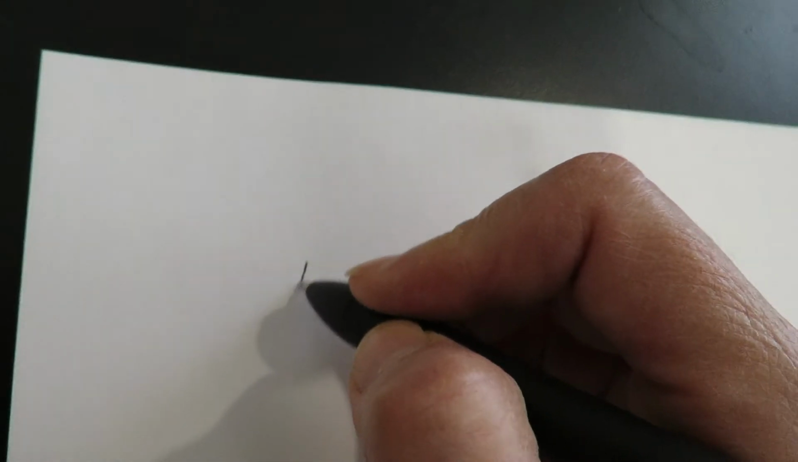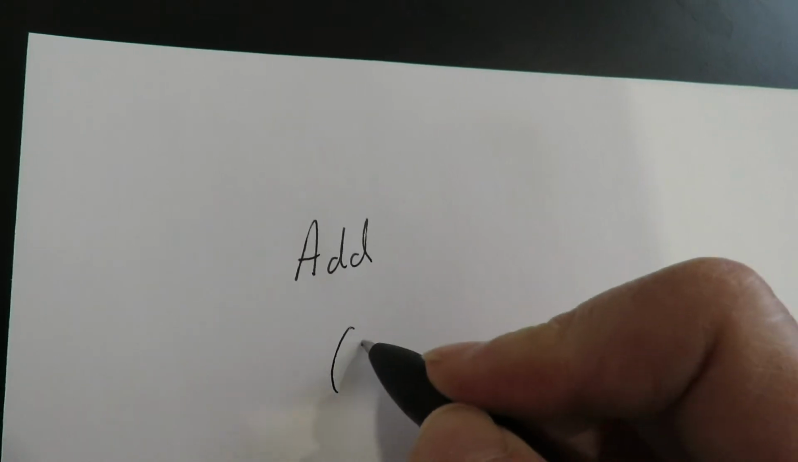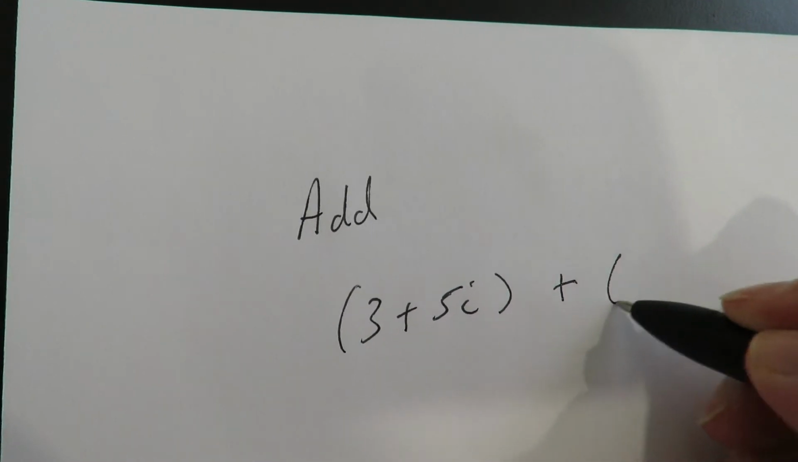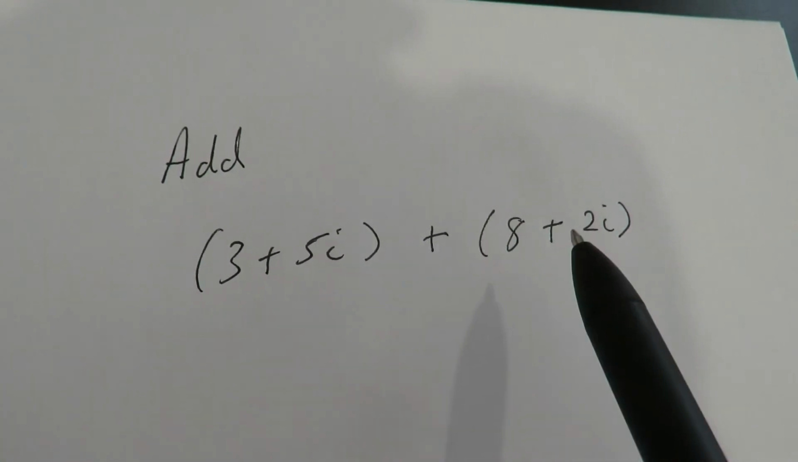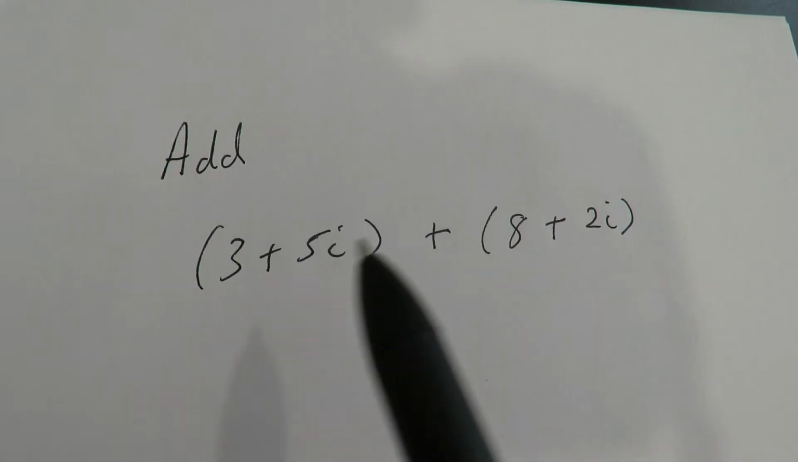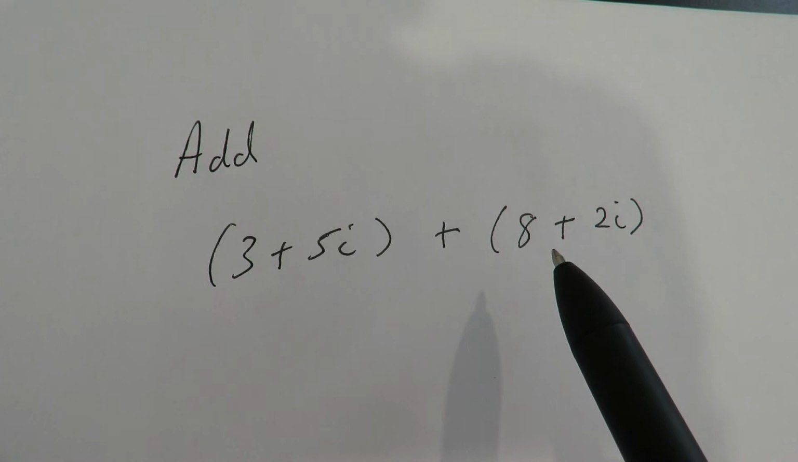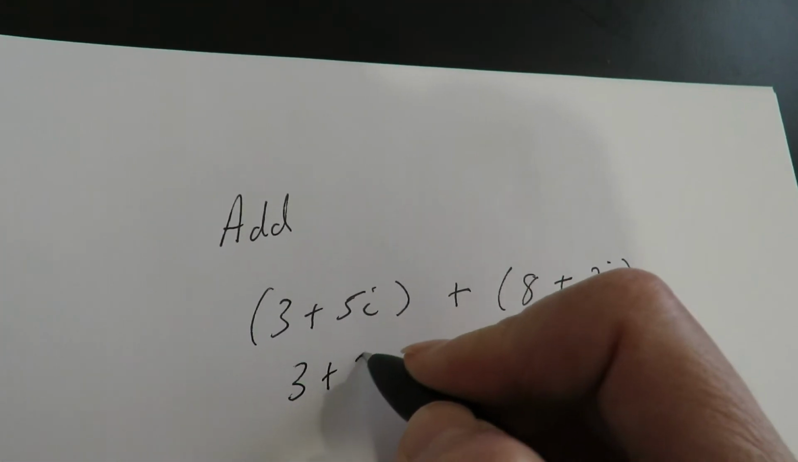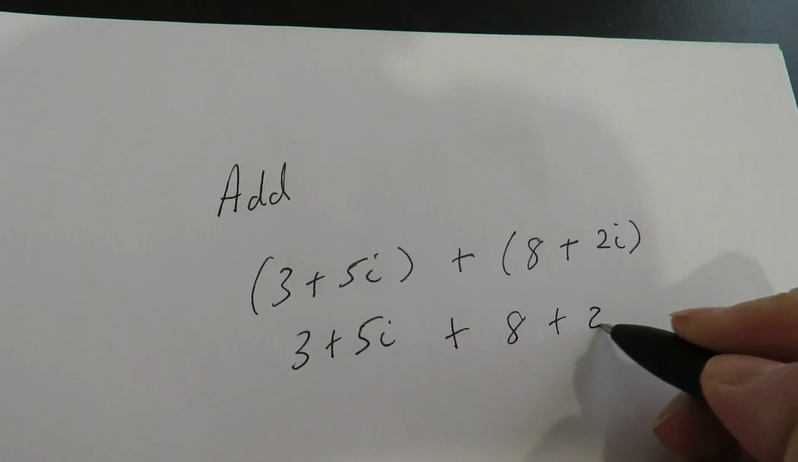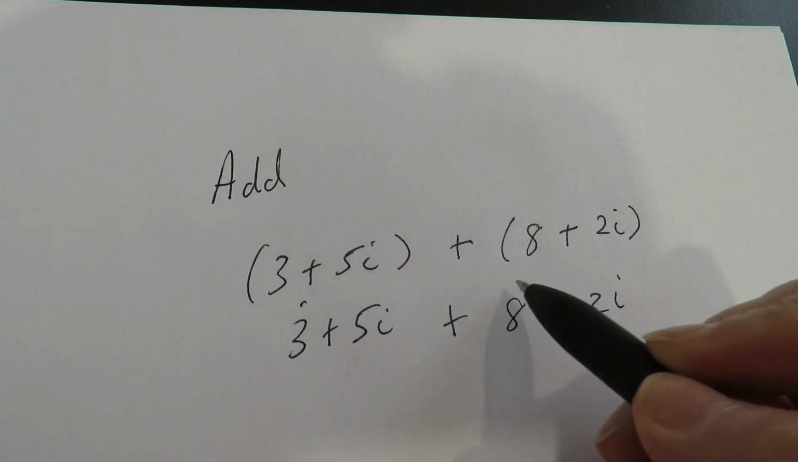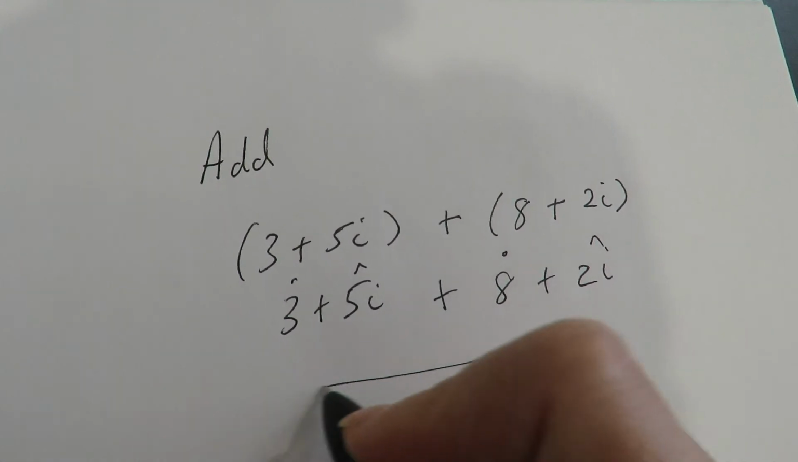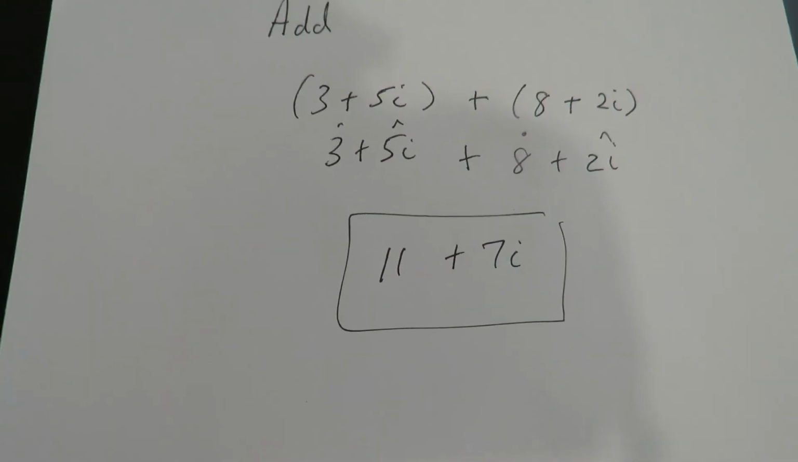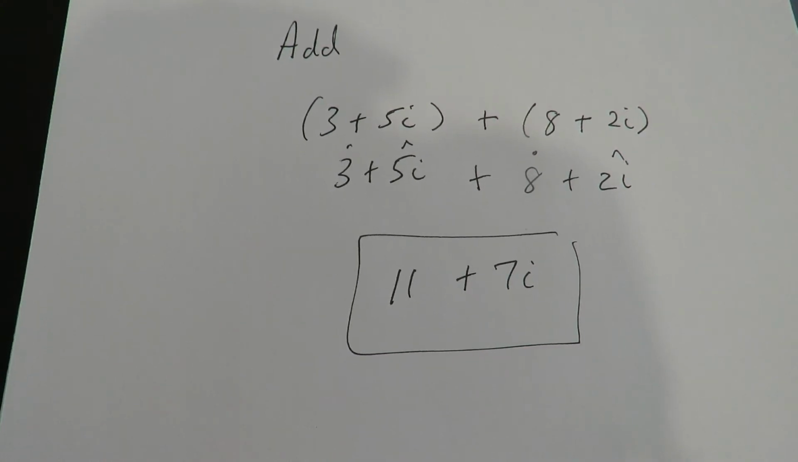Alright, even though this is going to look weird, you won't have a hard time with this section. It's not difficult. When you add complex numbers, you just add the real parts and add the imaginary parts. I'm just putting up the parentheses for show, they're non-essential. So you're going to add the 3 and the 8 together to make an 11, and the 5 and the 2 together to make a 7i. So it's just combining like terms when you add or subtract complex numbers.